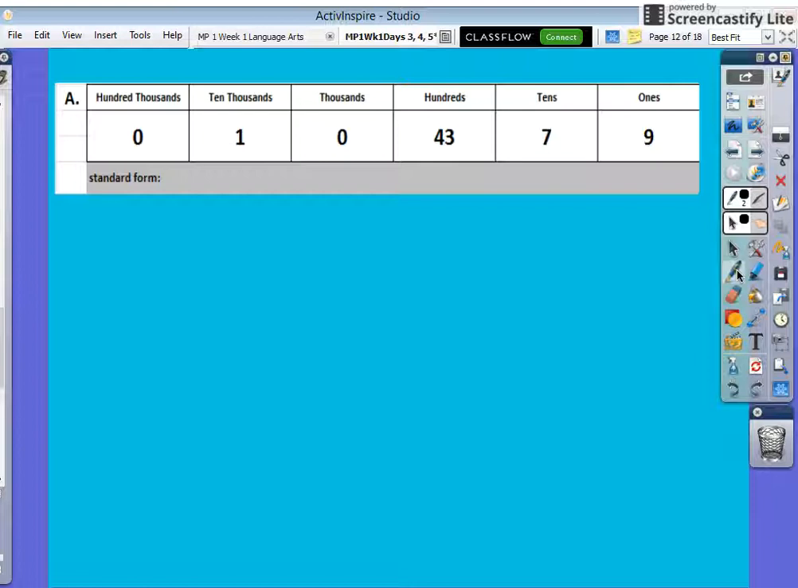So if you look here, we have this chart that has the different place value periods. You know that the ones place value period is up here, and the thousands is up here. And this helps you read and write these multi-digit numbers, and commas separate the different place value periods.